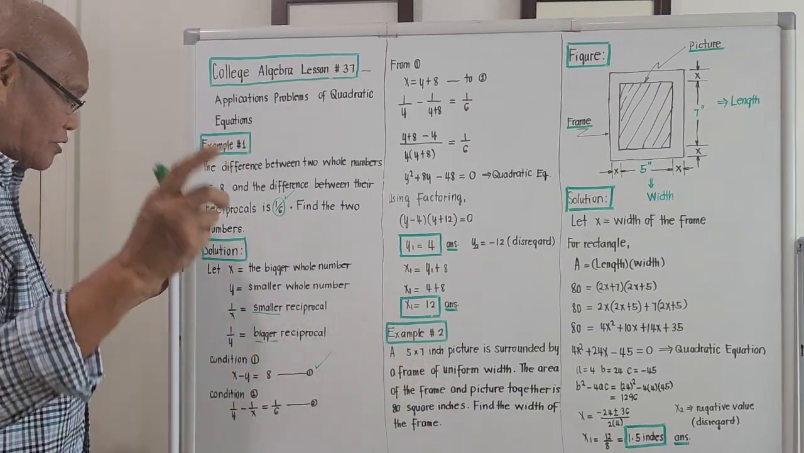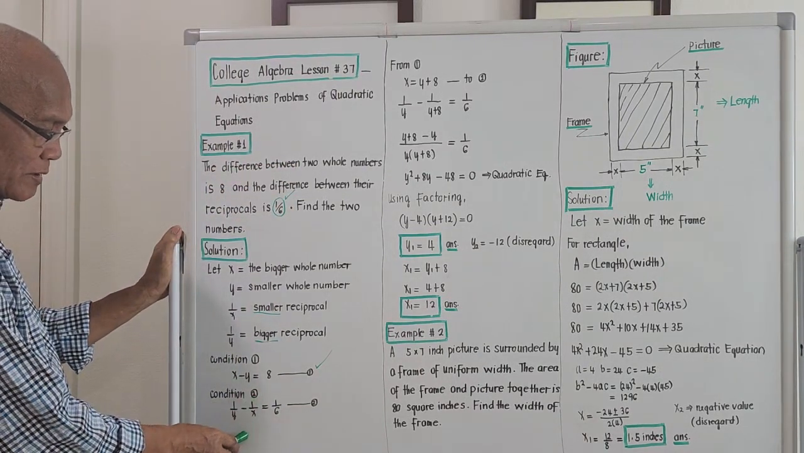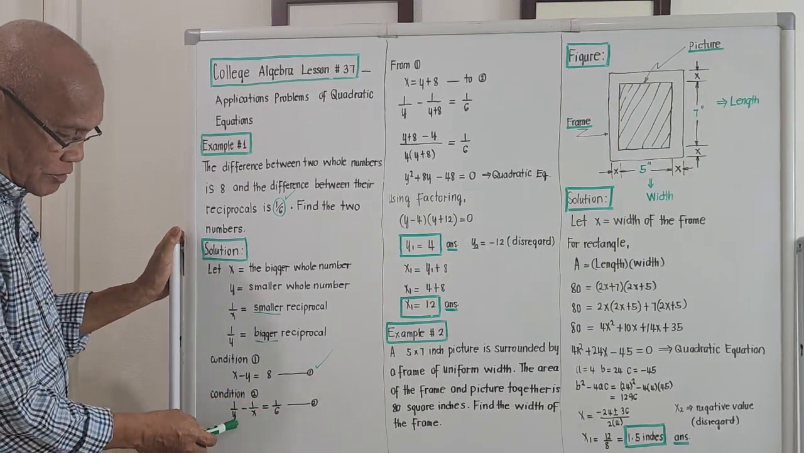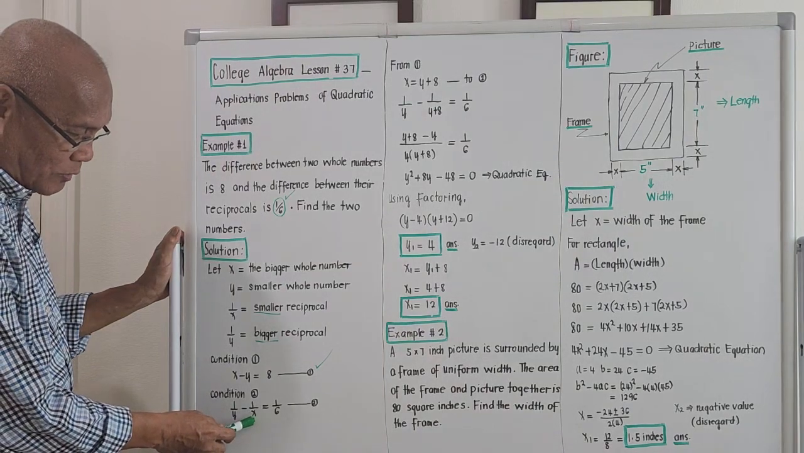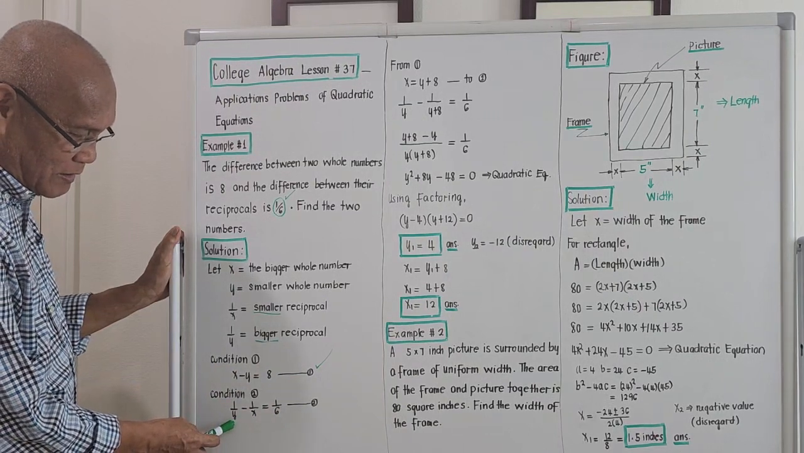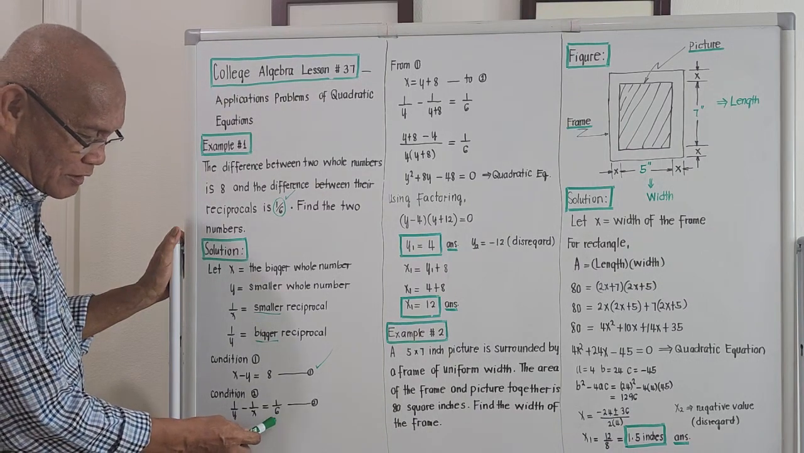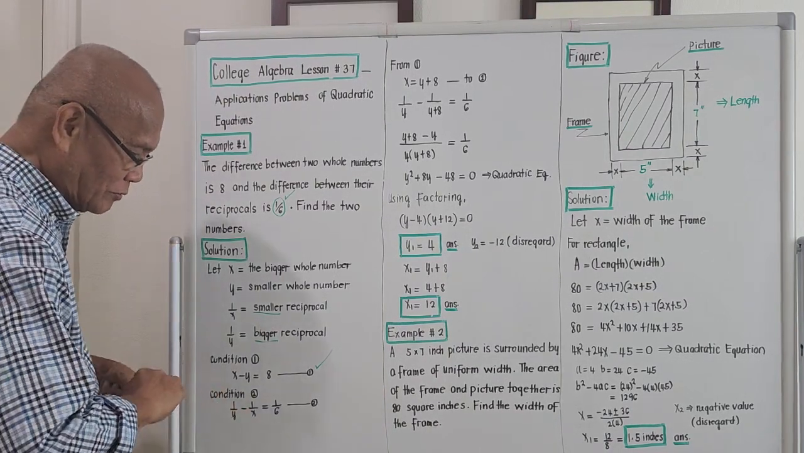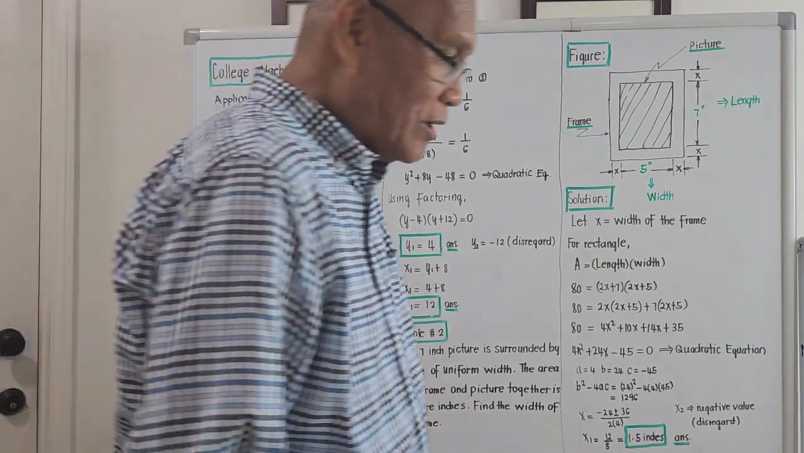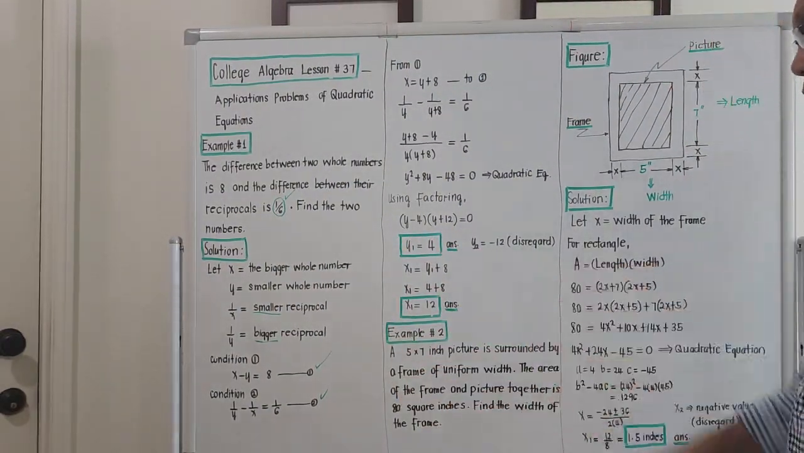You know? Okay, second condition. 1 over y minus 1 over x is equal to 1/6. The bigger reciprocal minus the smaller reciprocal is equal to 1/6. I make sure that the first one is the bigger reciprocal, and I will be subtracting the smaller reciprocal. The value is 1/6, and that will be equation number 2. So actually, we have formulated already an equation involving the unknowns in the problem.